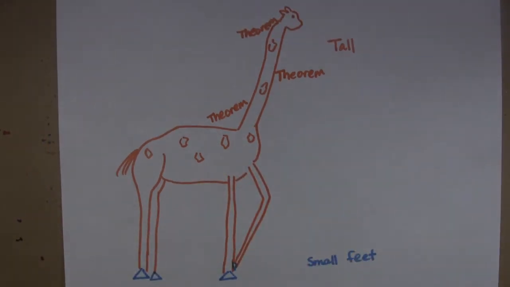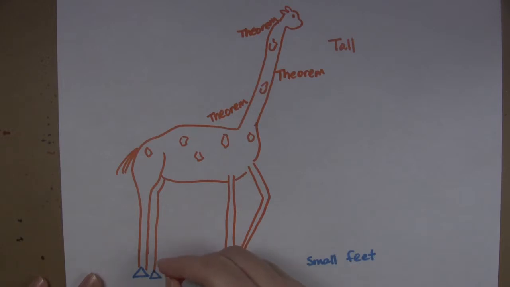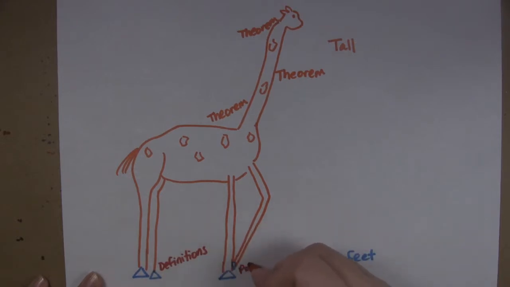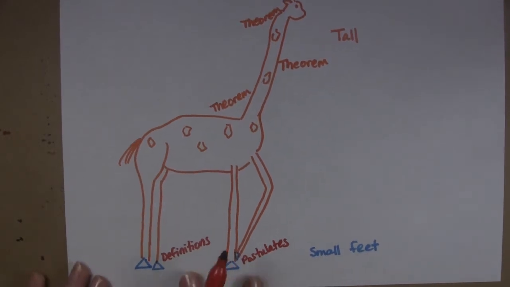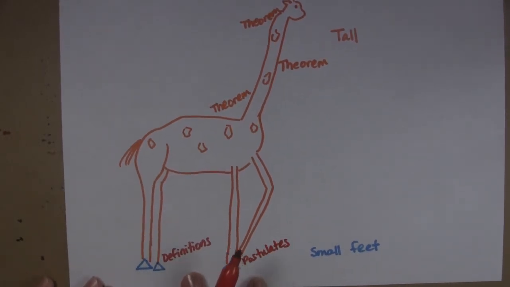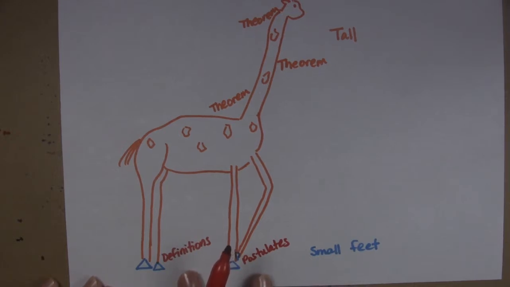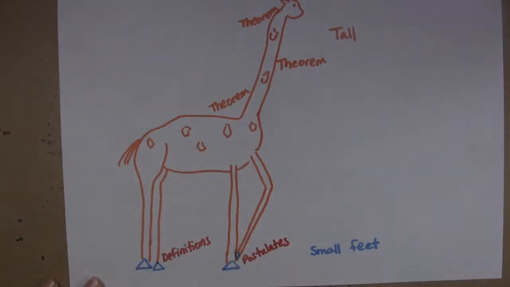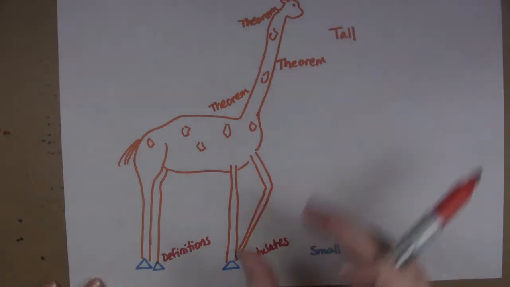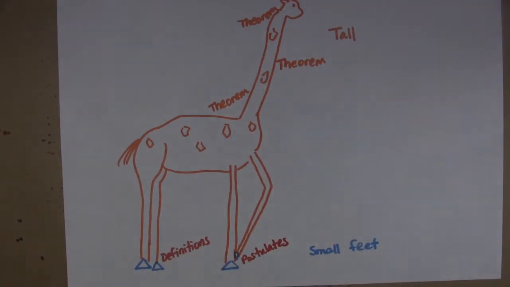It's a wonderful thing. Now, what these feet represent in our world of math, these feet represent all of the definitions and postulates we need. Right? And so we want not too many of these. We don't want to have a lot of things that we have to take on faith. We want just a few of these. And then we want a lot of stuff that we can prove based on that. Okay? Skinny feet, tall giraffe. That's what we want.